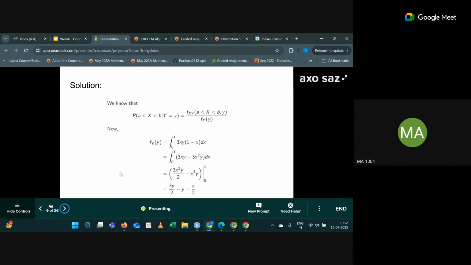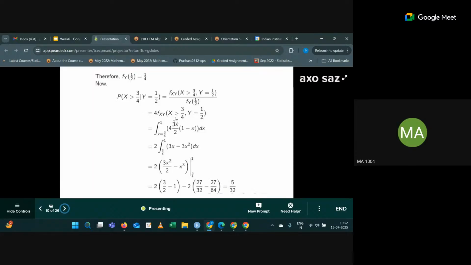Yeah, same thing. First you have to calculate the marginal and then substitute. Yeah, the same calculation. So the answer is 5 by 32. So what I wanted to give you here is how to solve this conditional probability question. Is the rough idea okay?